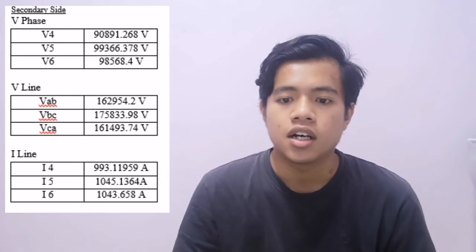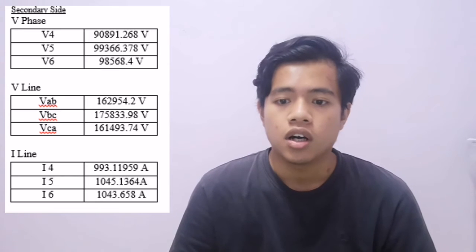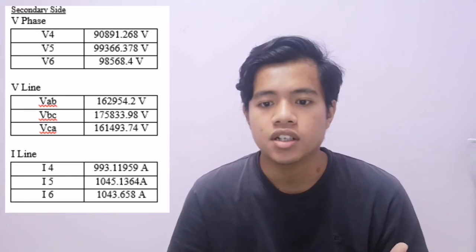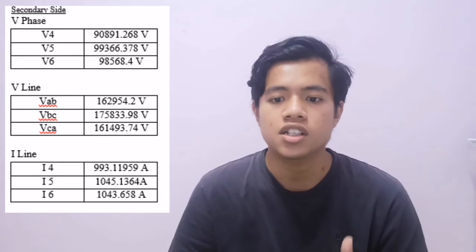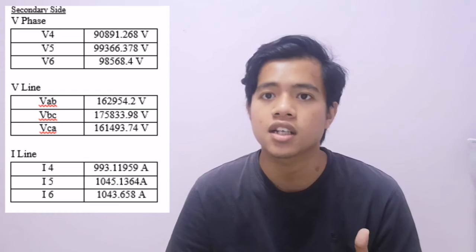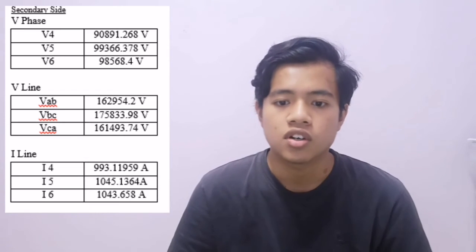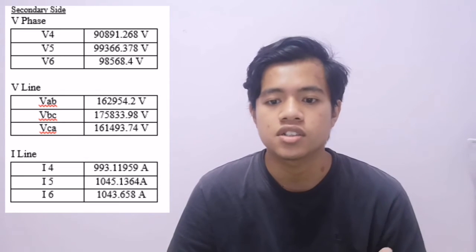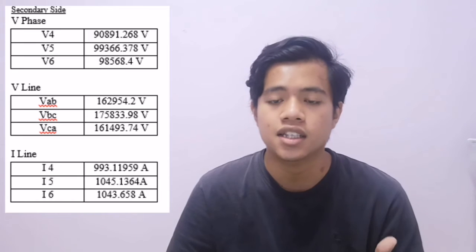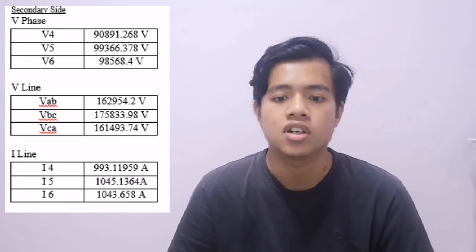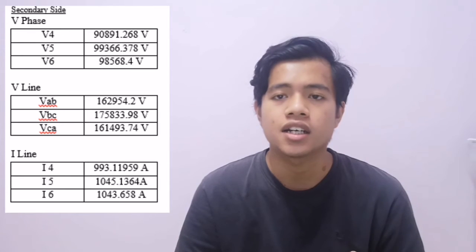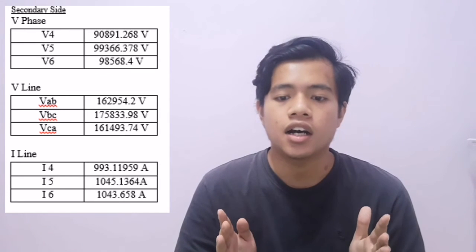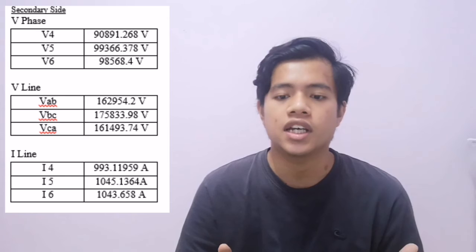For V line on the secondary side, the labels are VAB, VBC and VCA in lowercase letters. VAB is 162,954.2 volt, VBC is 175,833.98 volt, and VCA is 161,493.74 volt.